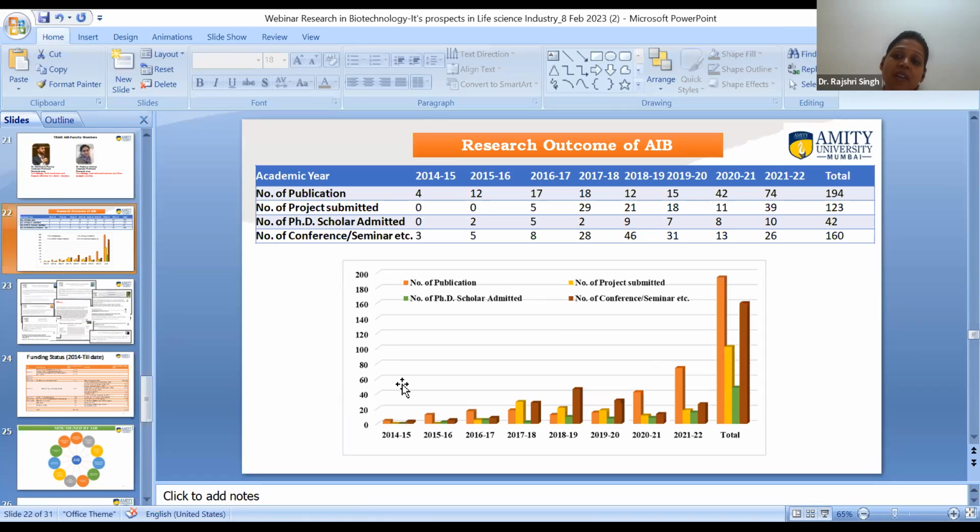So we have around 194 research publications from the time of inception, and as you can see from the graphs, it is ever increasing. Then the number of projects submitted by our faculty members for research grant funding is 123. As we are talking about PhD admissions and the courses we provide in PhD, we have around 42 students enrolled in our full-time and part-time PhD courses, and the number of conferences attended by all our students is around 160.